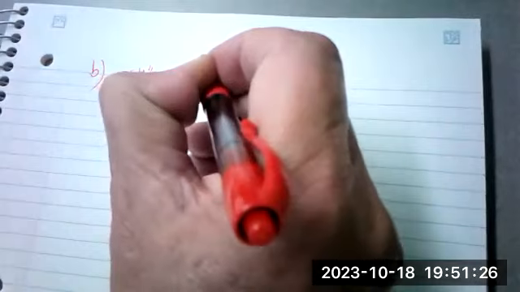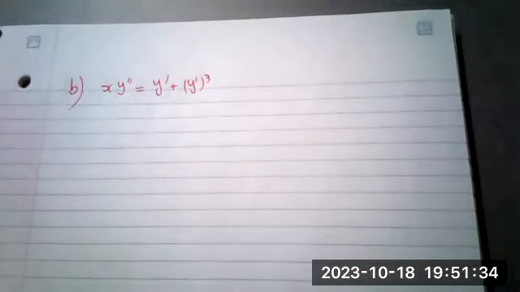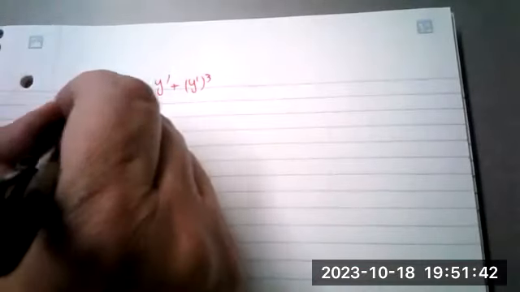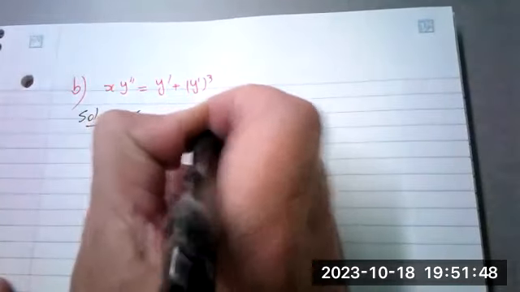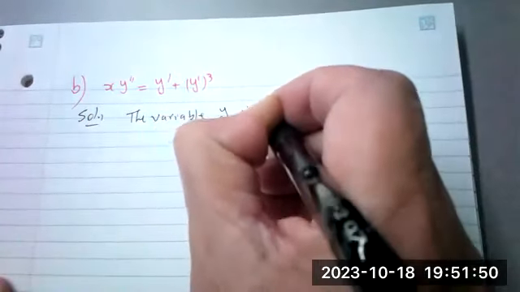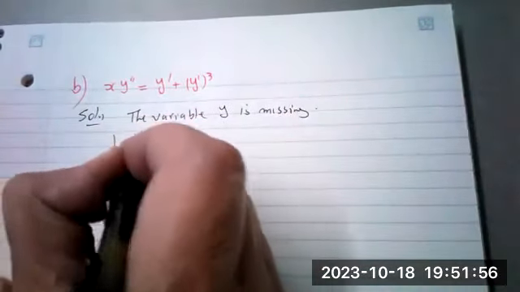Part B is x y double prime equal to y prime cubed. I don't know whether we did this one before or not, but just check it. You see the variable y is missing. So that's a type 1. It is more familiar, so use the type 1. Okay, solution. The variable y is missing. So the substitution would be what?